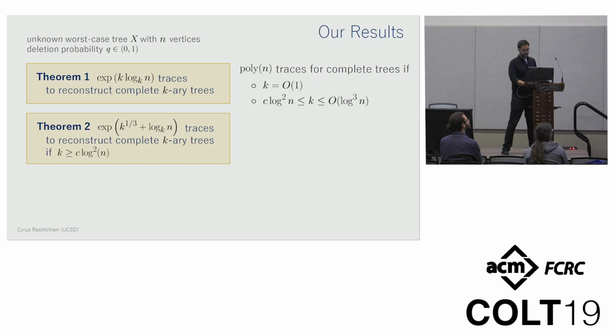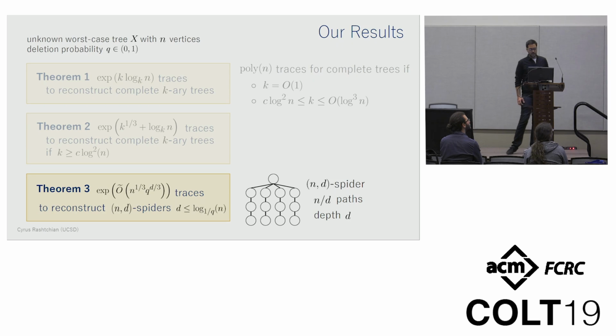We also look at what are known as spider graphs. Here you have a bunch of paths that are independent, but then you connect them at the same roots. And we show here this complicated expression, but it's exponential in n to the 1/3, again what we got for strings, but then there's an exponential savings of q, which is the deletion probability, so think of that as like 1/2, to the d over 3.